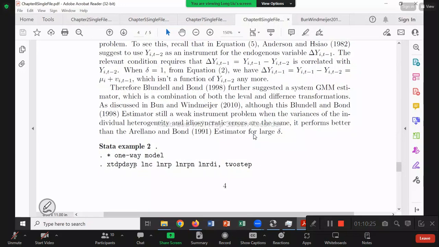The command is right here: xtdpdsys. DPD stands for dynamic panel data, SYS, of course, stands for system GMM, right? System GMM. So xtdpdsys. So the command again: Y, X1, X2, X3, comma, twostep.